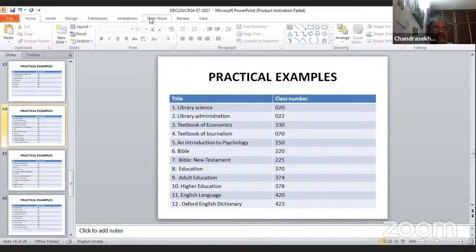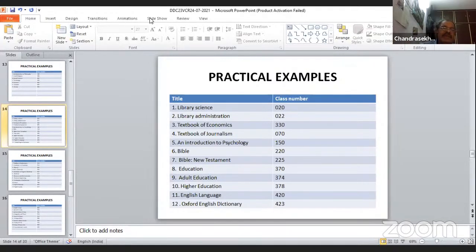Library science: this is where you won't find it in the first summary. This is a subject which comes under the general area, the general classes, so that is coming under the main class 000. Then you go to the second summary. Under 000, 010 is bibliographies and 020 is library science. Then for library administration, you go to the third summary.